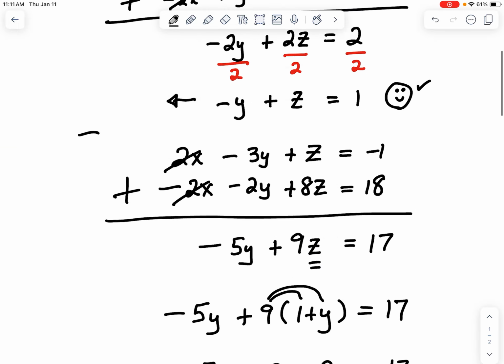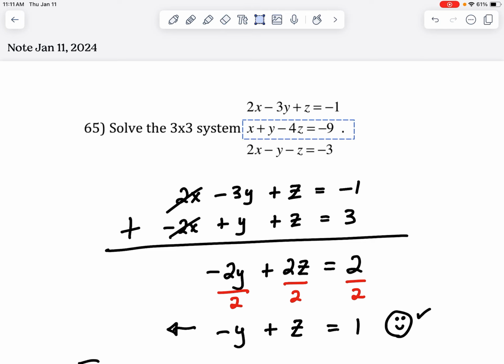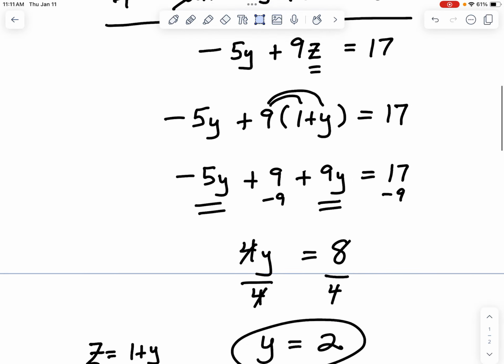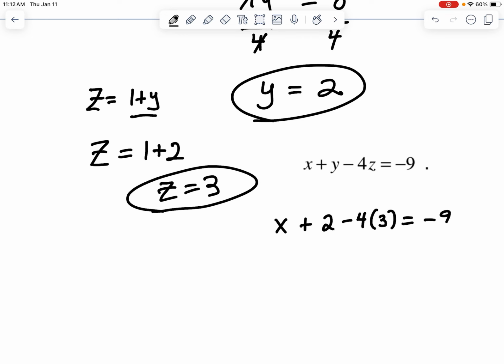So I just need to go and get one of the original equations. It doesn't matter which, whichever looks easiest to use. Which one would be easiest? I think the middle one would be the easiest. So I'm just going to grab the middle equation and bring it down here to my work. All right. And then substitute the numbers that we already have. So we don't have x, we have y is a 2 minus 4 times z is a 3, and that equals negative 9.